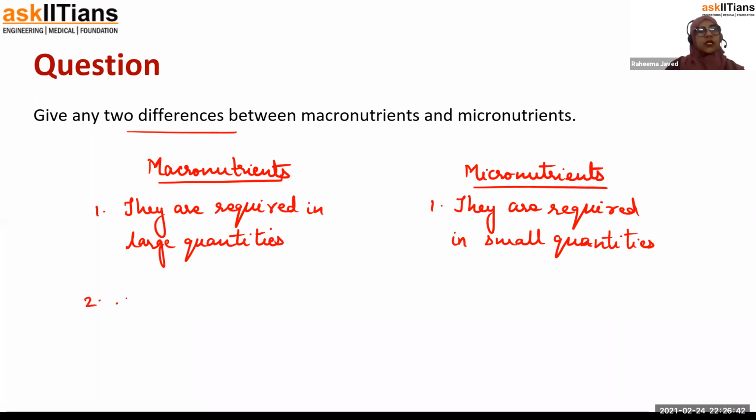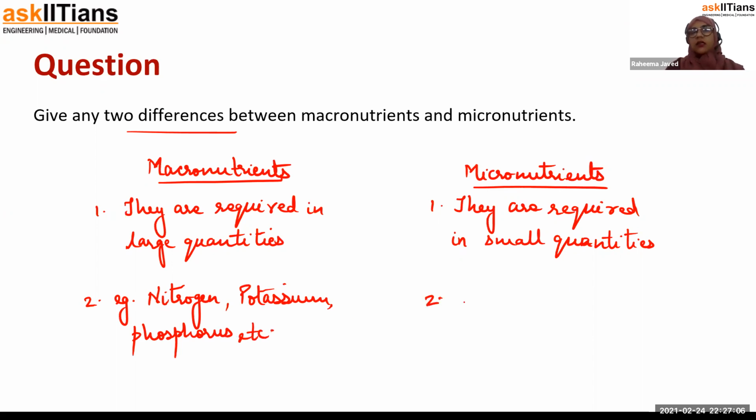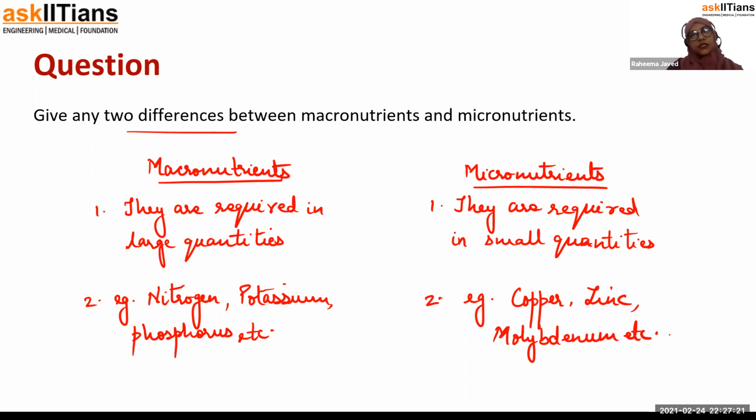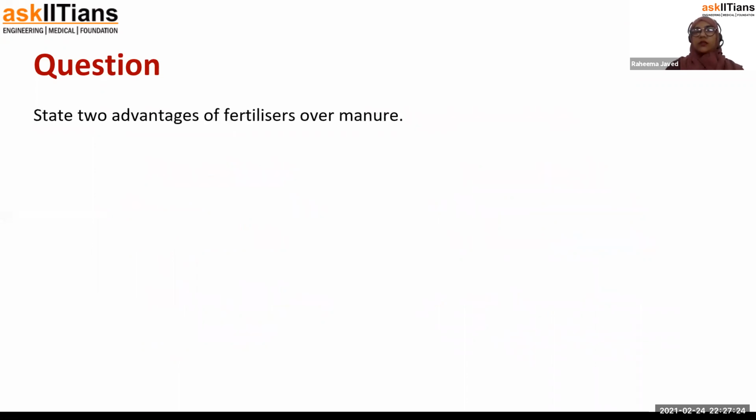The second difference can be of examples. So among the macronutrients, nitrogen is there, potassium, phosphorus, etc. And among the micronutrients, copper, zinc, molybdenum, etc. are included. Okay, so these are the two differences between macro and the micronutrients.